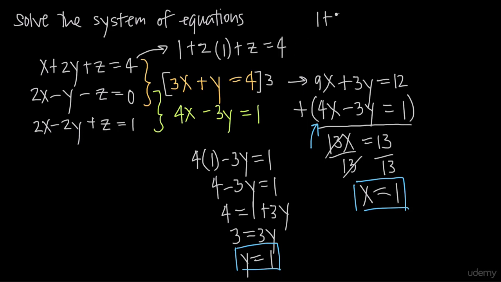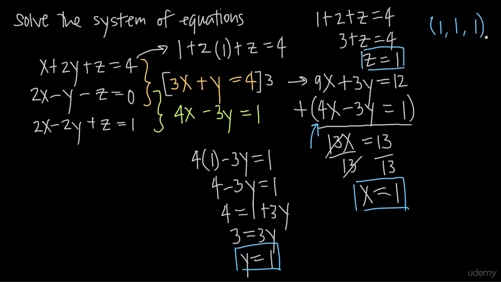We'll get 1 plus 2 plus z equals 4, or 3 plus z equals 4. Subtracting 3 from both sides, we get z is equal to 1. So we found the value of z to be 1. Now we have this solution, x equals 1, y equals 1, z equals 1. We can also write it this way as just 1, 1, 1, we can write the solution to this system of equations this way, but we need to check to make sure that this solution also works for these other two equations.